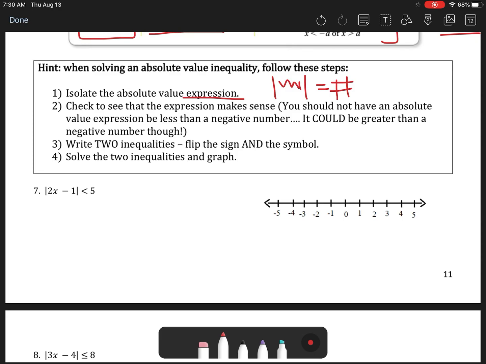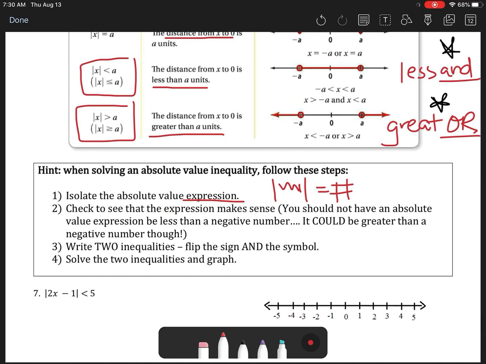We're going to write two inequalities and flip the sign and the symbol. The reason why is we have to make sure that we're showing that it could be the two different halves. So just like we saw up in this picture, there's two different dots. We're going to figure out, are they connected or are they going in opposite directions for the arrows. We're going to solve the two inequalities and graph.